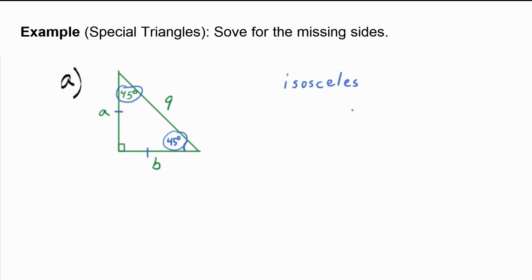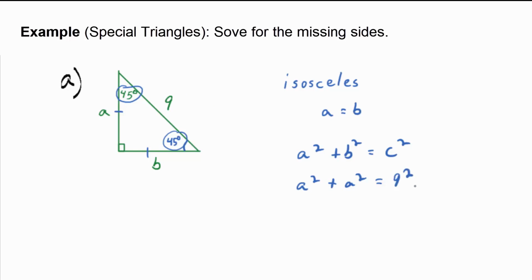It's an isosceles triangle. 2 sides are the same length, right? So that means that A equals B or B equals A. And that's the key to solving this problem. So now, instead of saying A squared plus B squared equals C squared, we could say A squared plus A squared equals C squared, which is 9 squared. C is 9. Because A and B are equal.